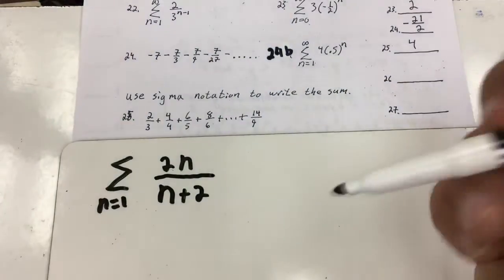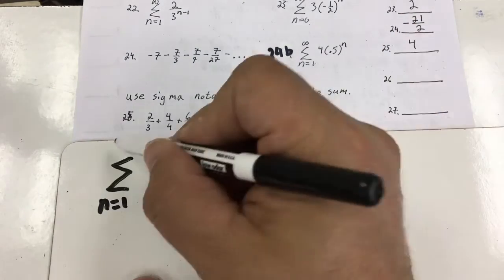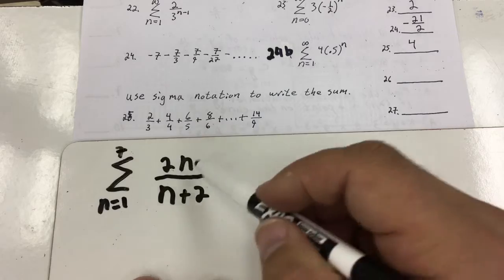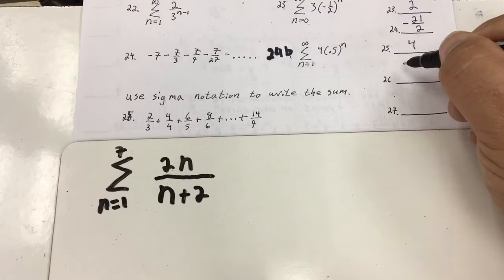So that gives me 5 terms. 5 terms. Let me see here. So it's going to be 1. It's got to go to 7 to get me that up there. I messed up my count. Let's see. When I throw in 7 for my last term, 2 times 7 is 14. When I throw in 7 for my bottom term, that's going to give me 7 plus 2 equals 9.